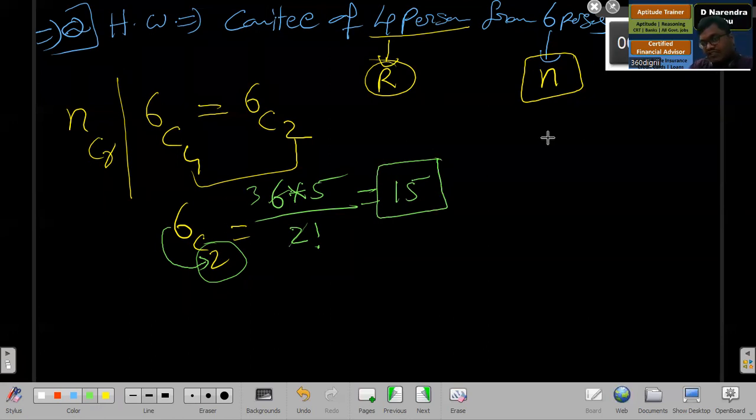Who got 30? Check it once, guys. Vinay or Sagar, please check once. The 2 factorial value is also 2, then we can cancel it. We can make it easy. If you want to copy, copy it, guys. Then we'll move to the next level. These are basic questions of combinations.